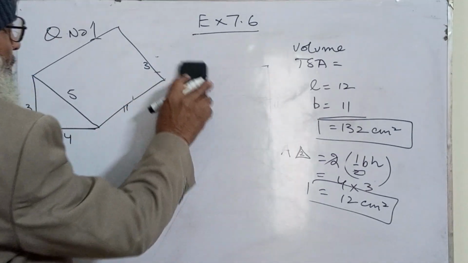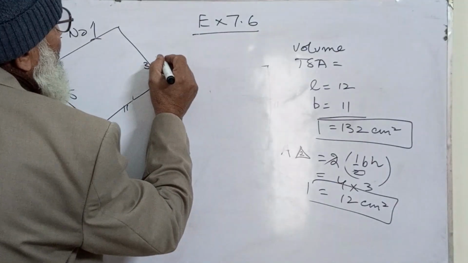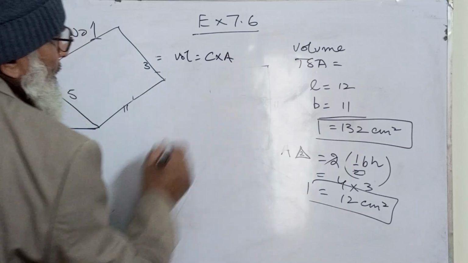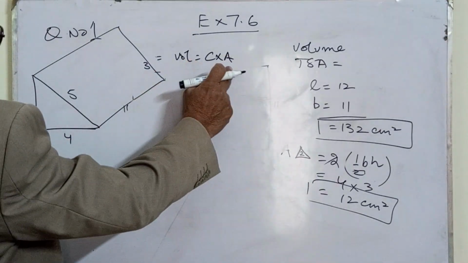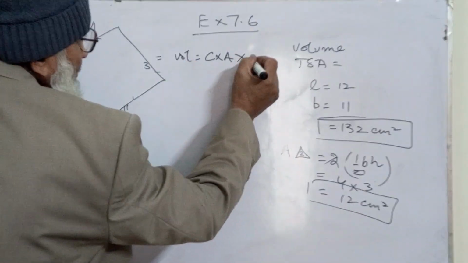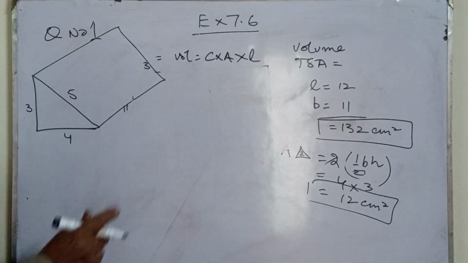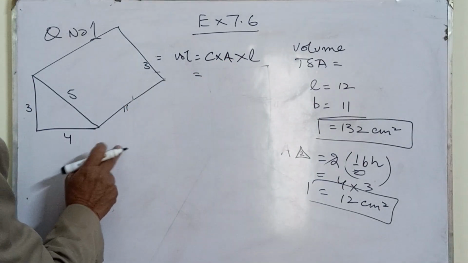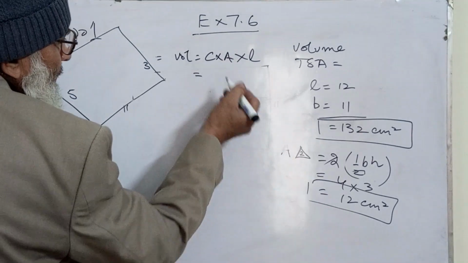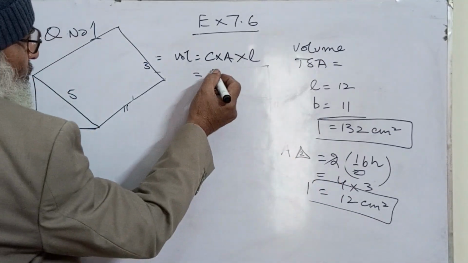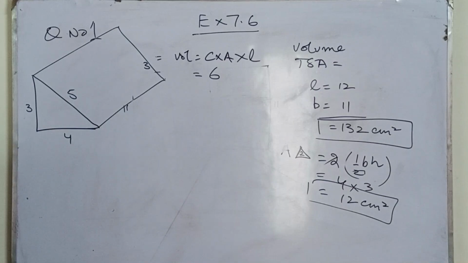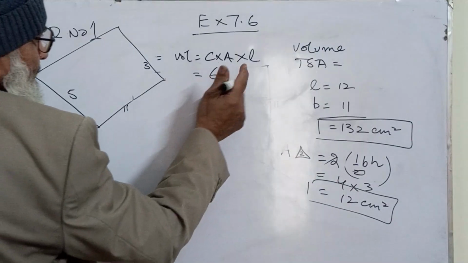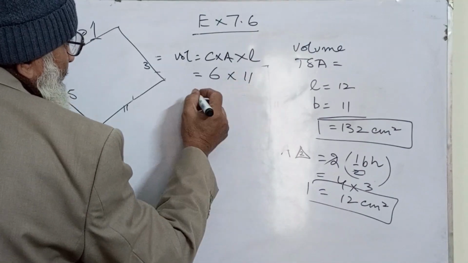Okay, the cross section area will be for volume. For volume, we'll be taking the cross section area multiplied by length. The cross section area is equal to half base into height, which we already did here, which was 6 for one triangle. For one triangle, it was 12 for two triangles. Okay, 6 into length 11.